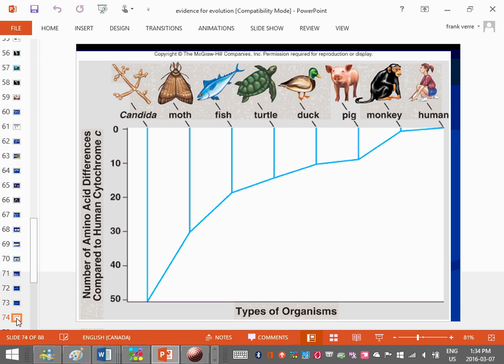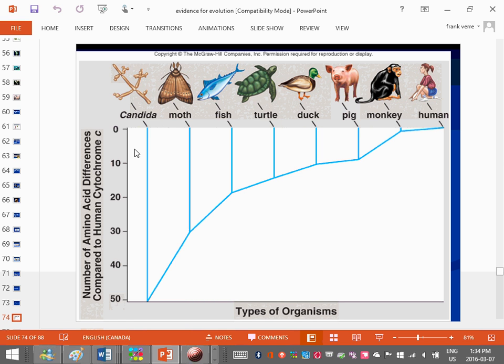It's a special protein involved in cellular respiration, which you'll learn about in grade 12. Okay? And this is a little chart showing you how many differences there are between humans and another organism. So like, for example, humans and monkeys, this is your scale. This is the number of, you can call them mutations if you like, because they are.